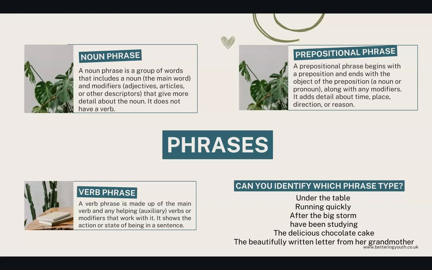So a noun phrase is a group of words that includes a noun, so the main word, and modifiers, which are adjectives, describing words, articles, a or an, and other descriptors. It gives it more detail about the noun, but please remember there are no verbs here. So you might have something like the spooky haunted house. Well, spooky and haunted are modifying our noun house.